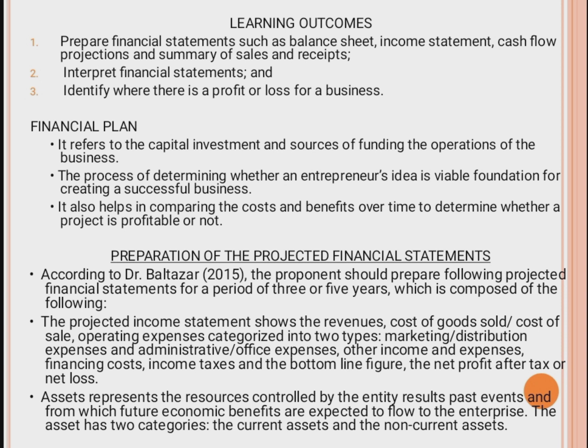Next, assets represent the resources controlled by the entity, resulting from past events, and from which future economic benefits are expected to flow to the enterprise. The asset has two categories: the current assets and the non-current assets.